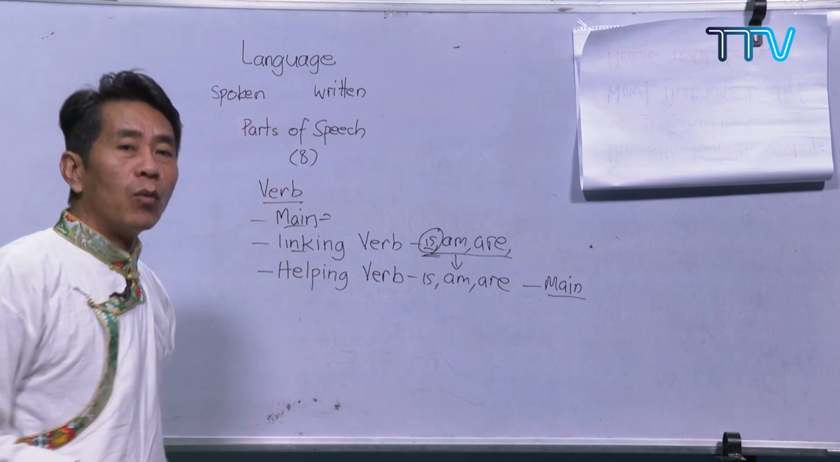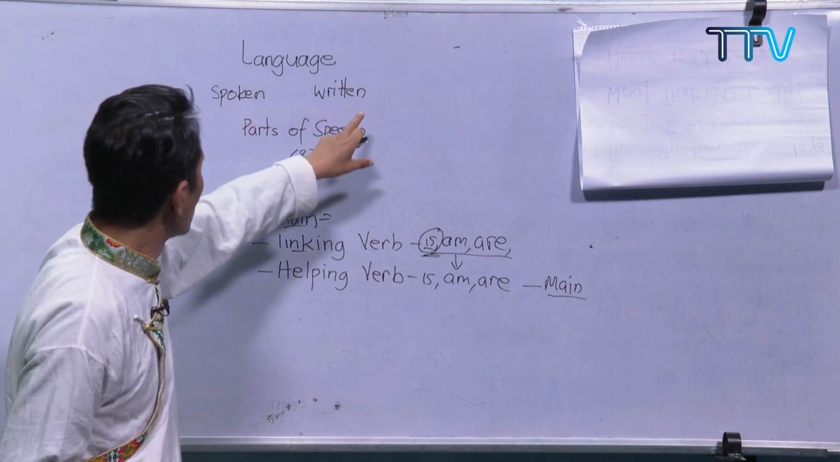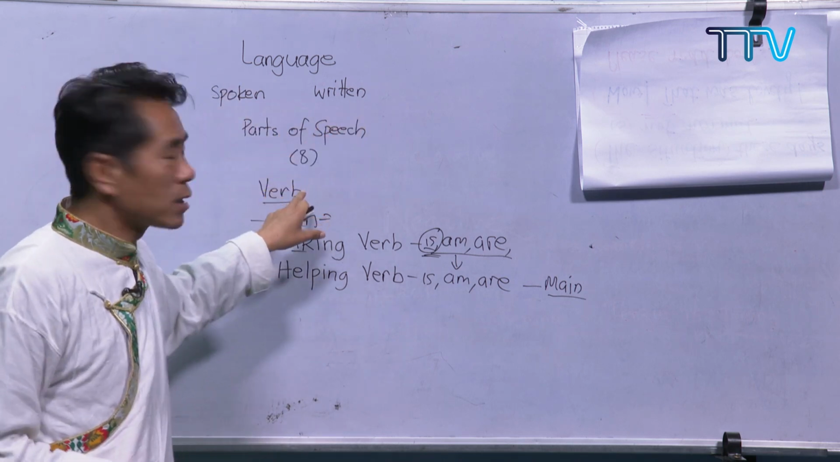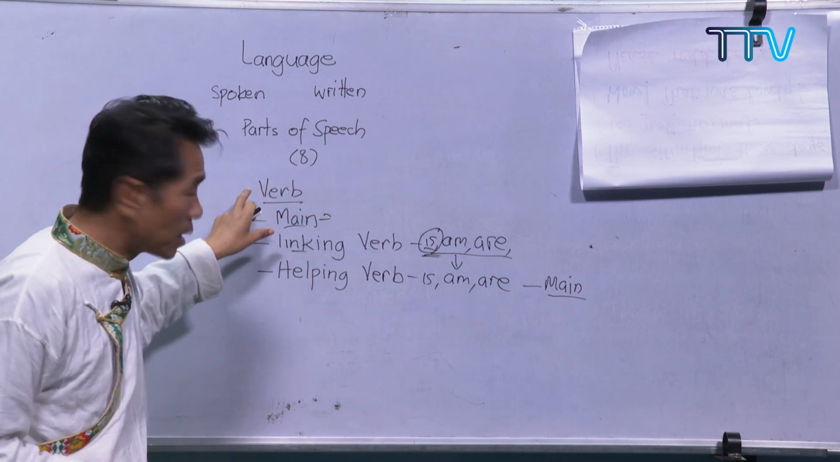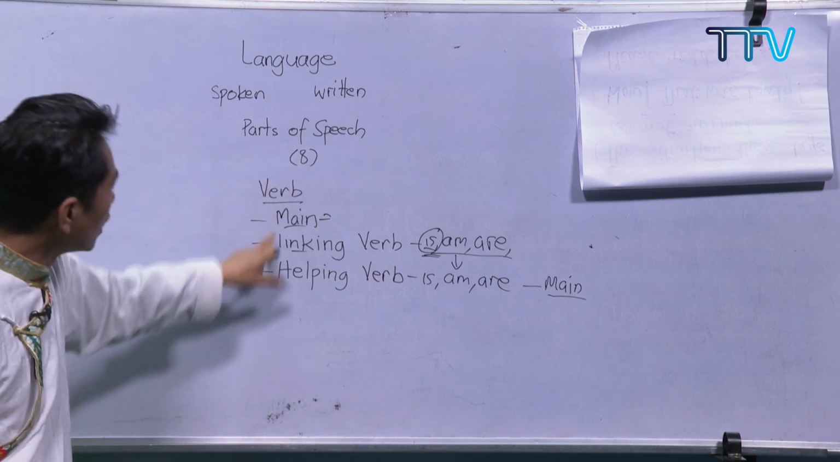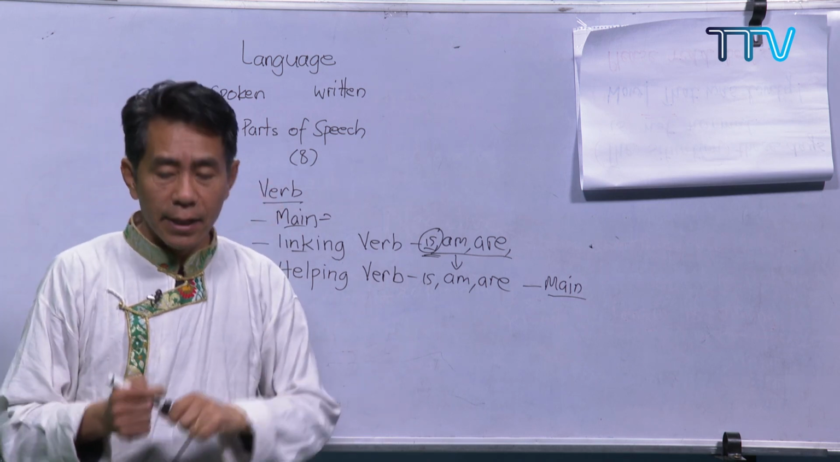Now these are what we have done yesterday. The language, written, spoken, 8 parts of speech. And then out of 8 parts of speech, we have done the verb, and in the verb, we covered all the forms of verb.